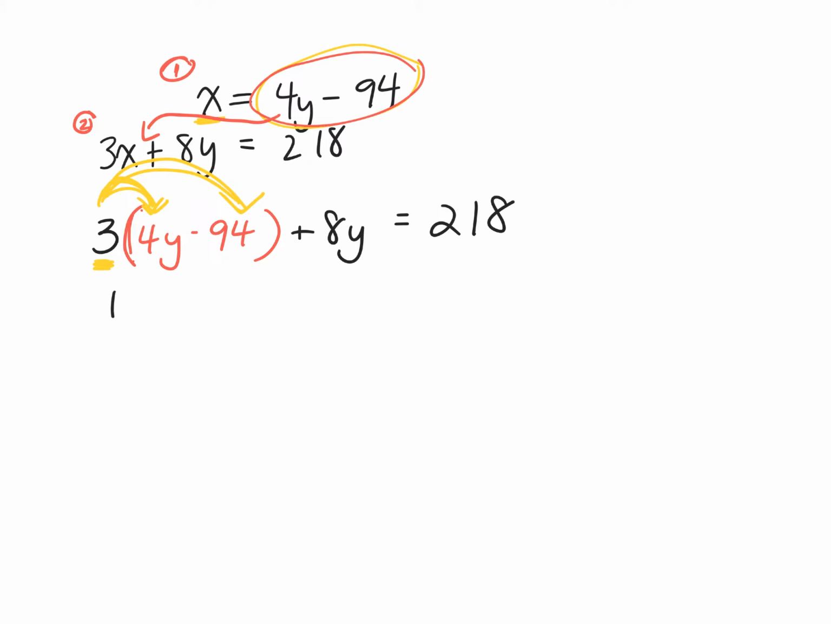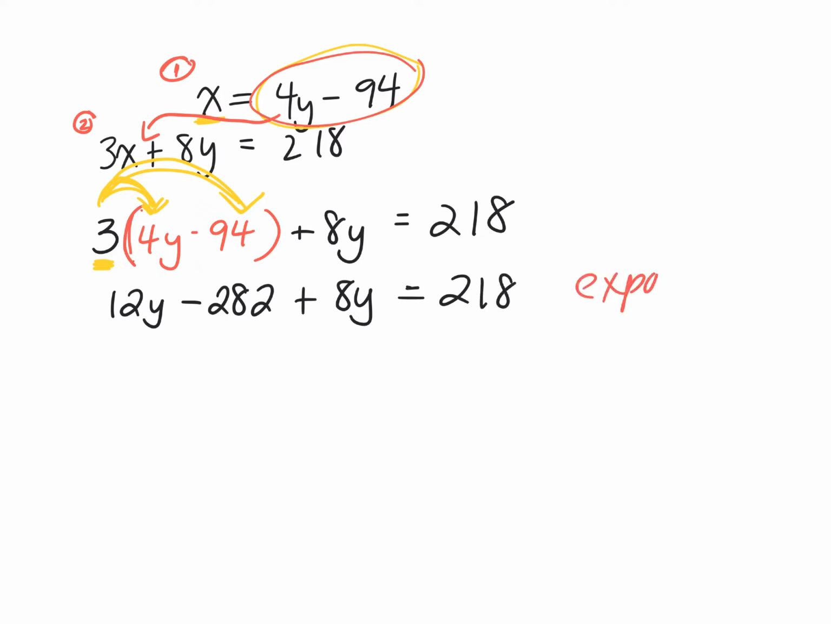So 3 times 4y is 12y, and then 3 times negative 94 is... It can't be just 94. Right, exactly. So it's negative 282 plus 8y equals 218. So this is expanded. We expanded. But what if I ask you now to simplify?